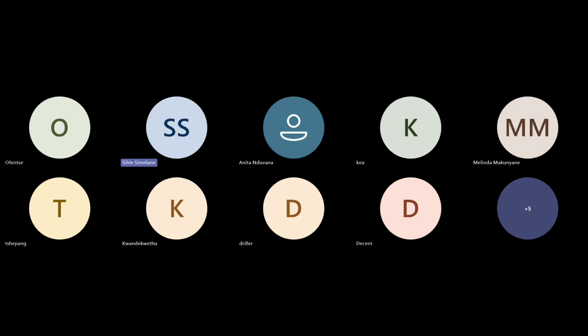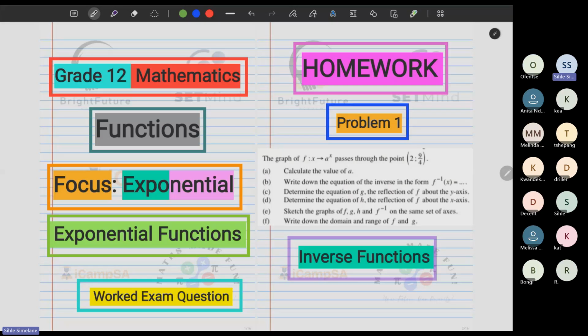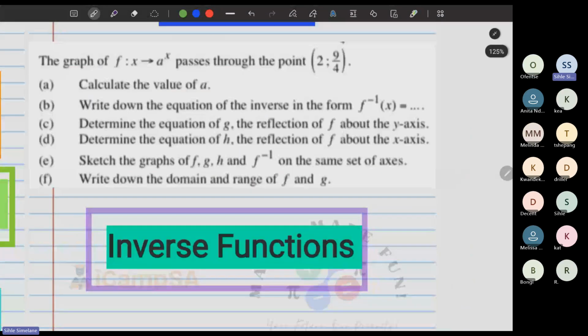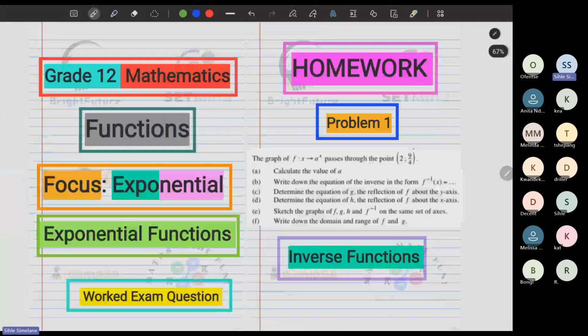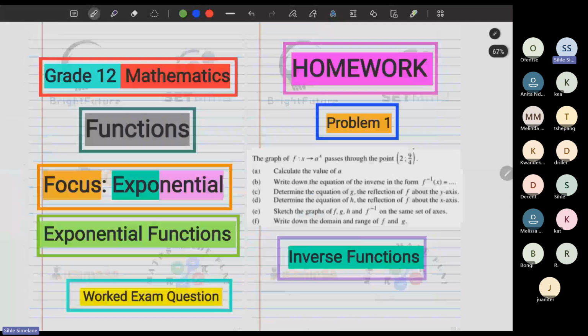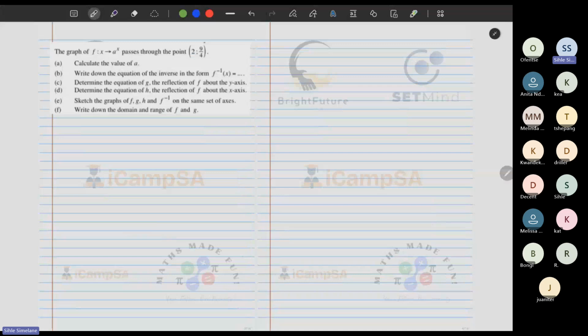Awesome. Right. So in today's lesson, guys, we are going to be looking at this problem here, which is an exponential function problem. And it requires us to understand inverse functions as part of this problem. So let's go ahead and have a look at what is going on. So the question reads, the graph f of x.